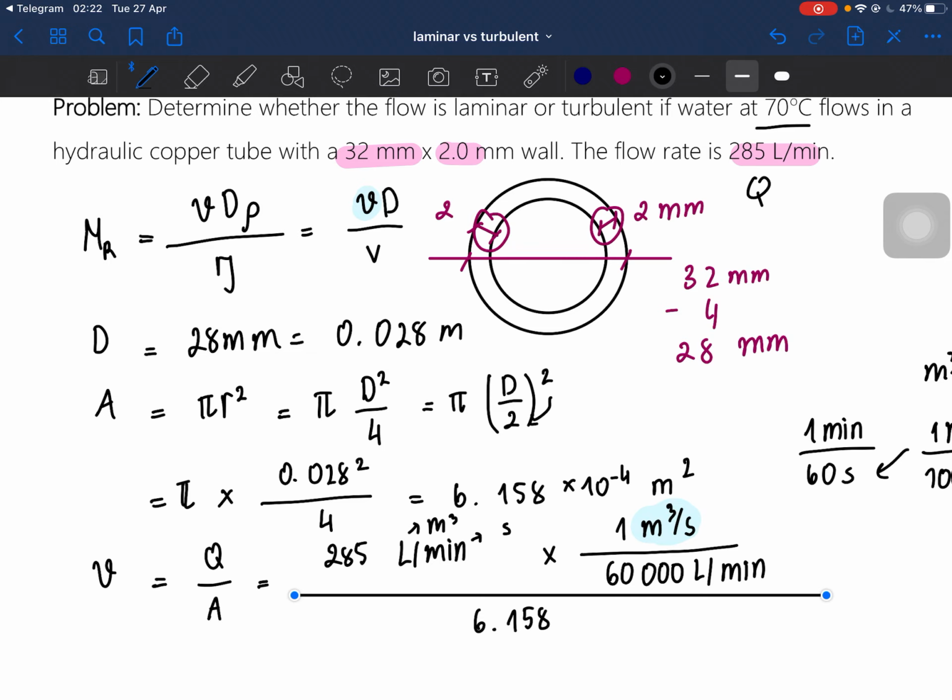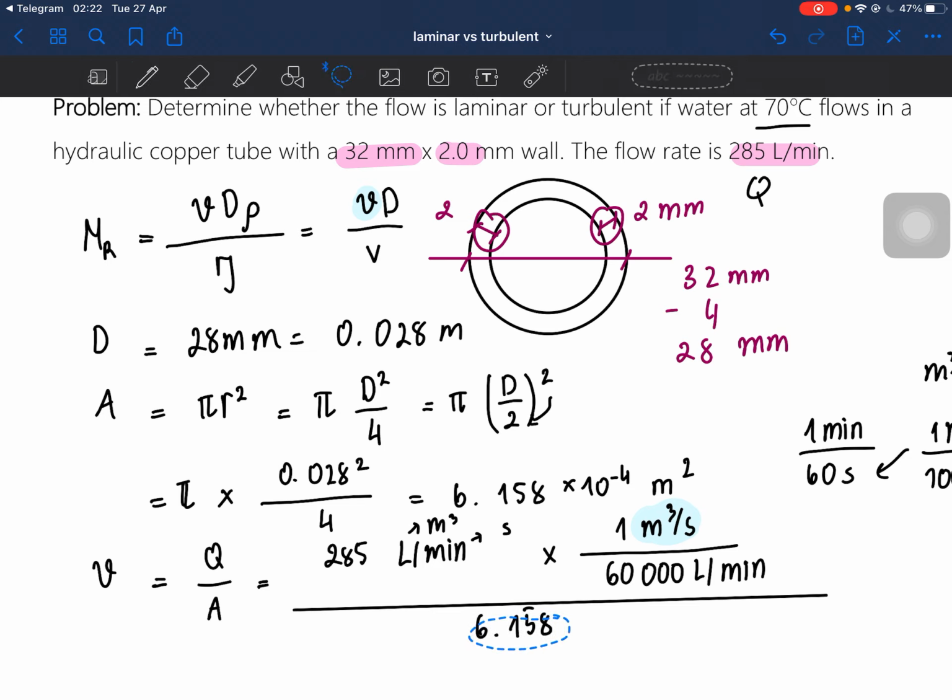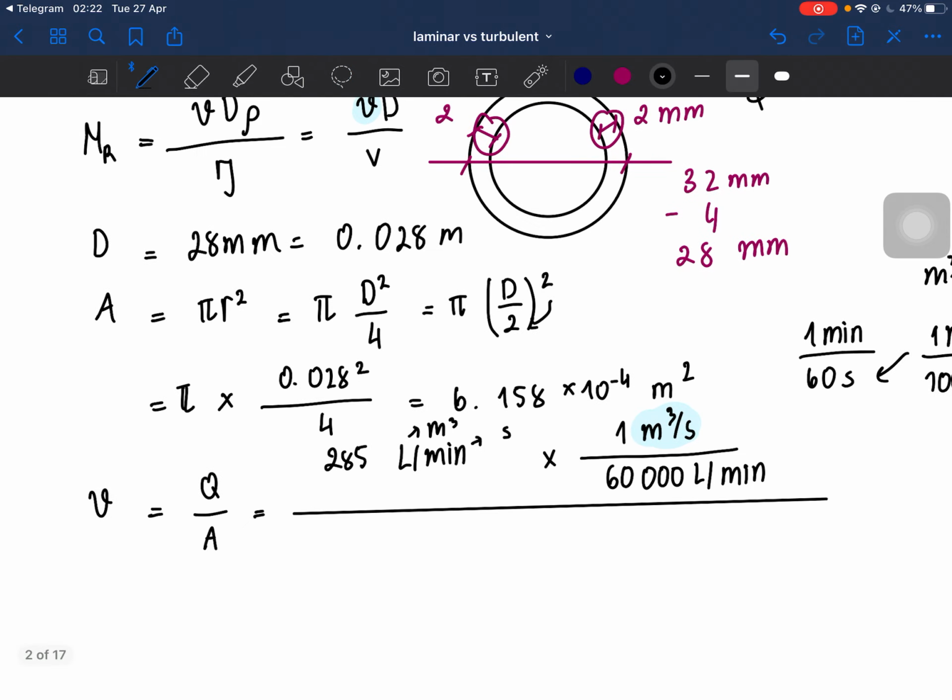6.158. Pardon for my bad handwriting. Oh my god, I don't have the rulers, the ruled page. So it takes quite a long time for me to rearrange this one. So, okay, so now let's move on to 6.158 times 10 to the minus 4 meter square. So everything now we have in meter and second.